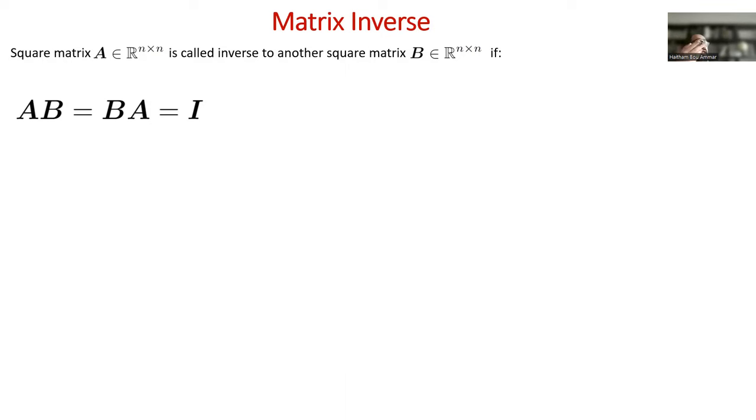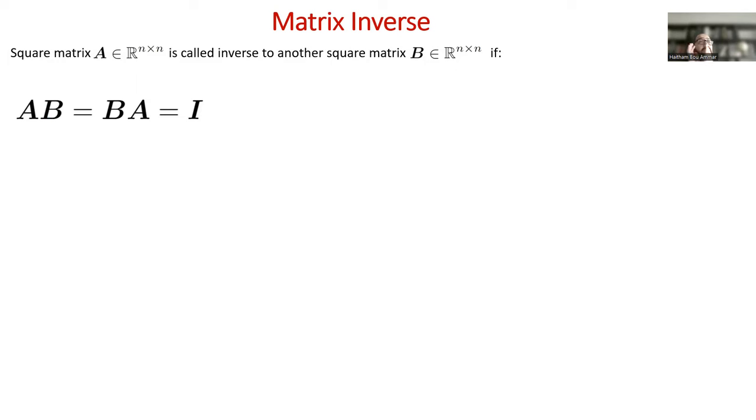A matrix A is called the inverse of that matrix B if, when I multiply A by B in either direction, AB or BA, I get the identity. Remember, multiplication of matrices is different depending on the order. But for A to be called the inverse of B, if I multiply AB or BA, I should get the identity matrix. Remember the identity matrix from the previous lecture: it has one on the diagonal and zero otherwise.